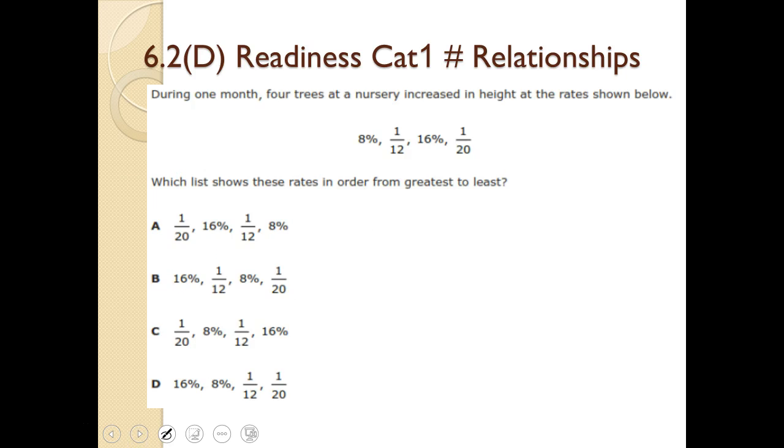So here's our example problem. During 1 month, 4 trees at a nursery increased in height at the rates shown below: 8%, 1/12, 16%, and 1/20. At this point, I want you to go ahead and try this yourself. See if you can figure out how you would order these. Now in this situation, please notice it says which lists the rates are greatest to least. Go ahead and take the time now to solve this.